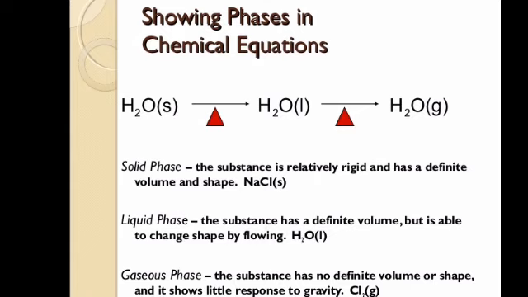So there are various phases. Solid phase, that is, the substance is relatively rigid and has a definite volume and shape. For example, sodium chloride. Liquid phase, the substance has a definite volume but is able to change the shape by flowing, like liquid water. And the gaseous phase, that is, the substance has no definite volume or shape and it shows little response to gravity, that is chlorine gas.